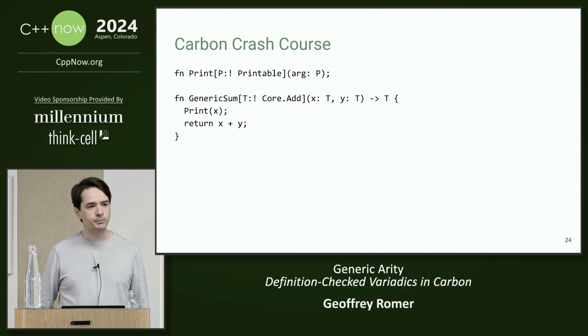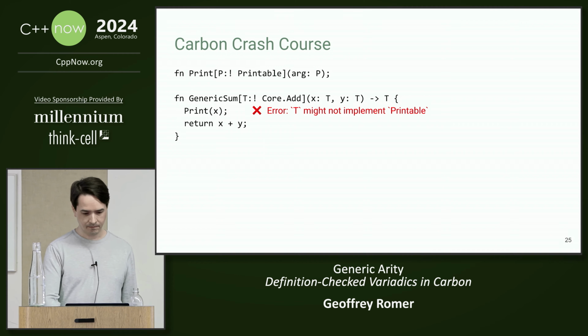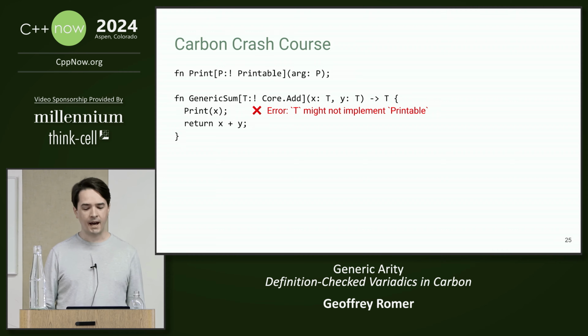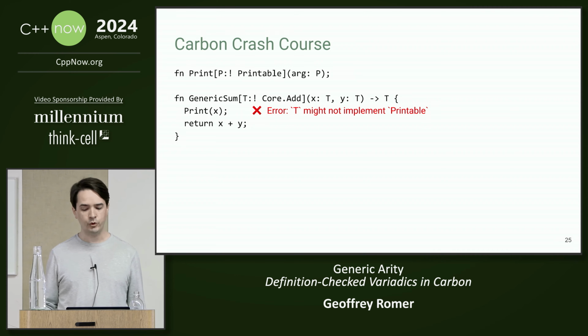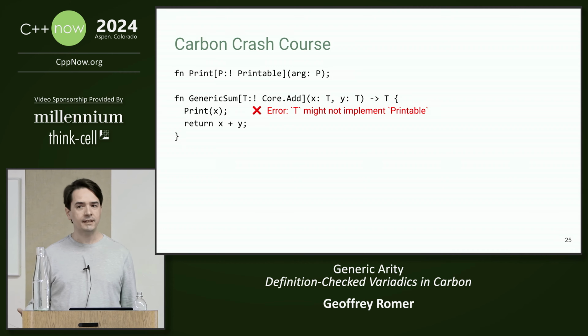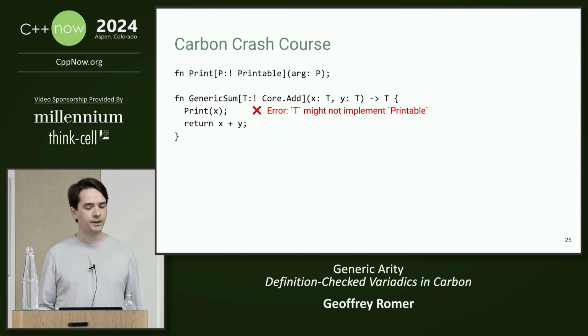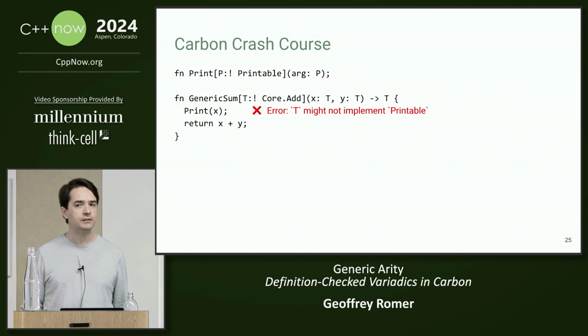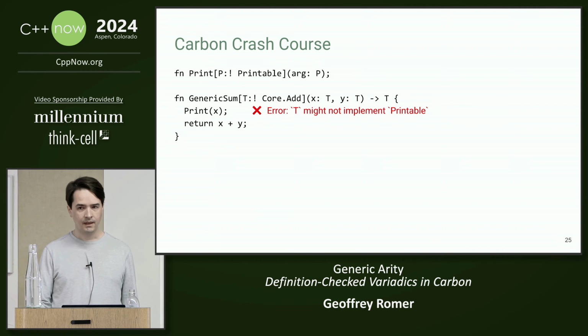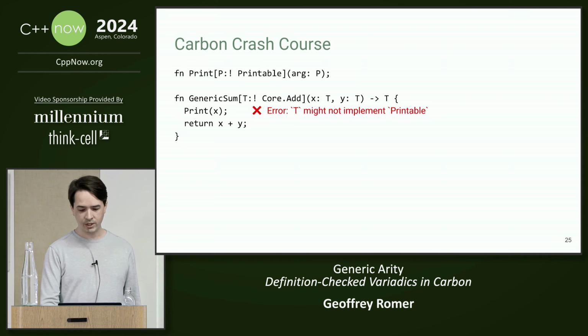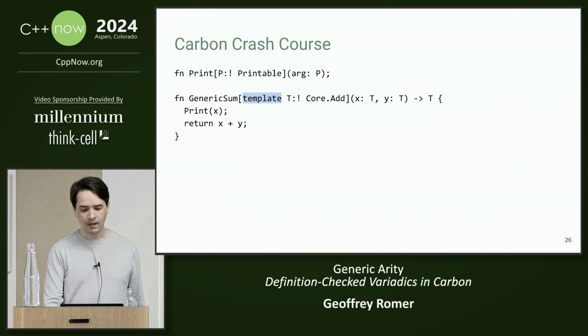Now, suppose I added this print statement here. So this wouldn't actually compile because it contains a type error. T might not be printable. Unlike in C++, it's a type error even if we only ever call generic sum with types that do implement printable. And in fact, it's a type error even if we never call generic sum at all. That's because this function is definition checked, which means that it's fully type checked when it's defined, just like an ordinary function.